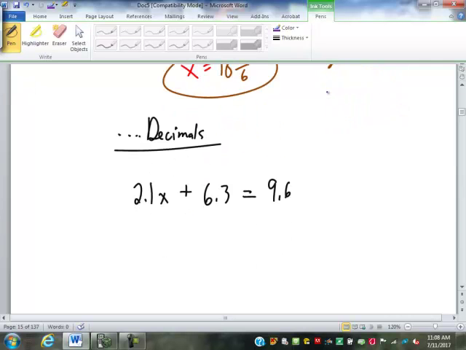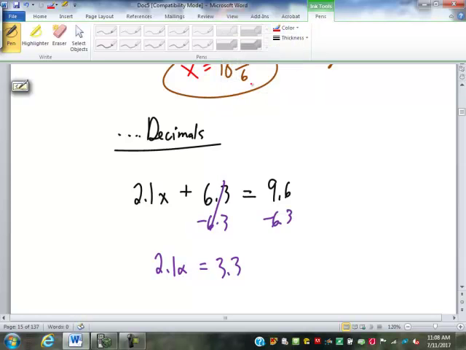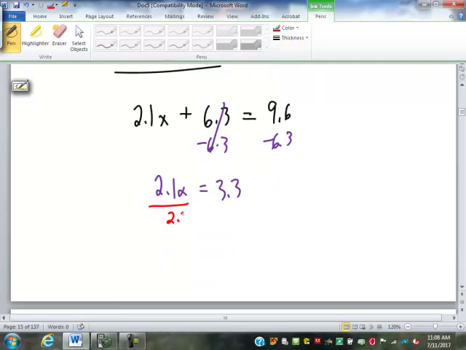What would we do to solve that? Subtract 6.3. 2.1x equals 3.3. And then divide by 2.1. So x equals 1.571428 repeating. If you just said 1.57 and rounded it there, I'd be okay with that.